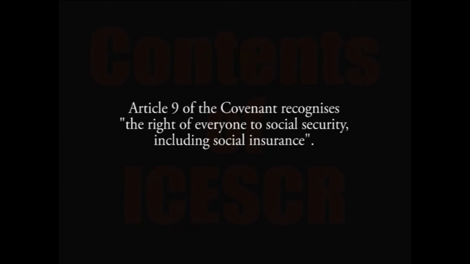Next right is right to social security. Social security and social insurance. Article 9 of the Covenant recognizes the right of everyone to social security, including social insurance. It requires parties to provide some form of social insurance scheme to protect people against the risk of sickness, disability, maternity, employment injury, unemployment, or old age, to provide for survivors, orphans, and those who cannot afford health care, and to ensure that families are adequately supported.